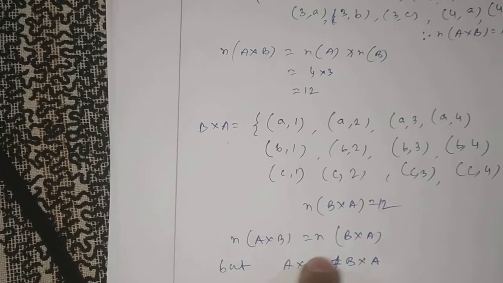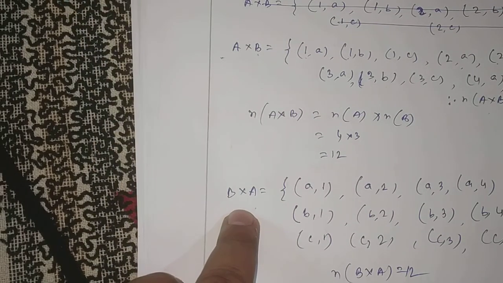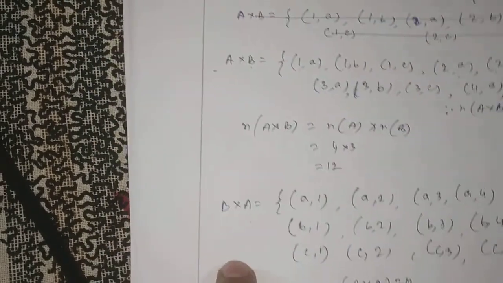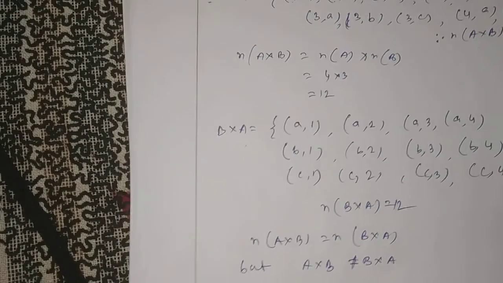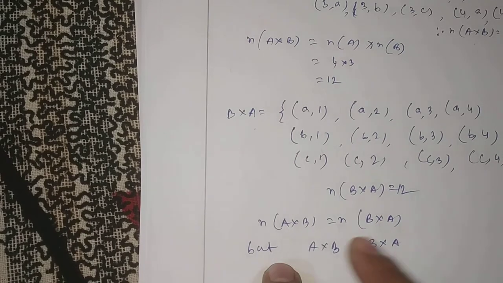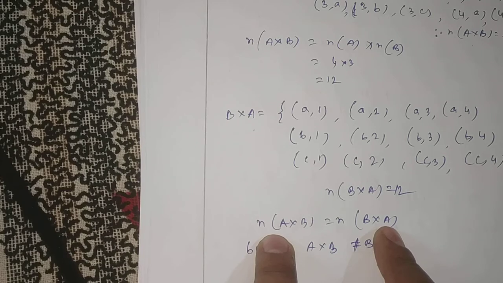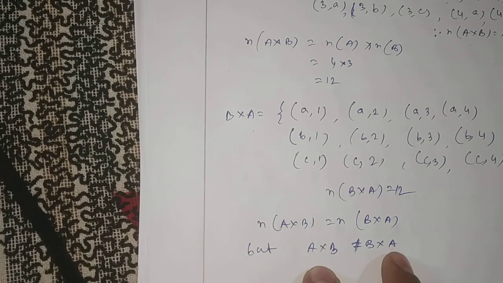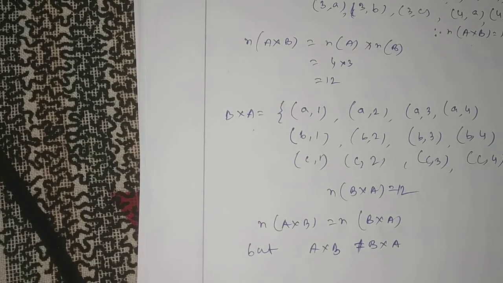But if we observe A cross B and B cross A, they are not the same because they do not contain even the same ordered pairs. So we can claim n of A cross B equal to n of B cross A, although A cross B is not equal to B cross A. So from here we can take a decision that although n of A cross B equal to n of B cross A, A cross B and B cross A are not equal.